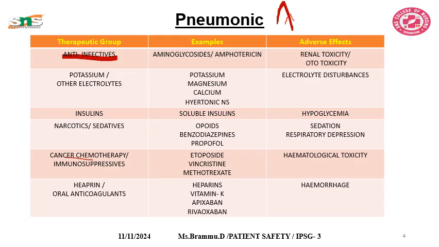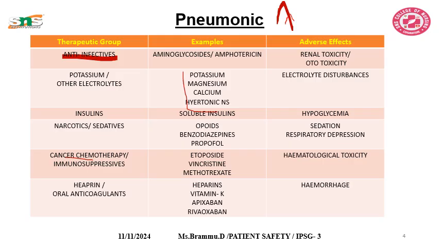Anti-infectives, such as aminoglycosides and amphotericin, if used wrongly can cause adverse reactions to the renal system as well as to the cochlea, that is, they are ototoxic drugs. And whenever we use potassium, magnesium, calcium and hypertonic normal saline, they can cause severe electrolyte disturbances if there are adverse reactions.